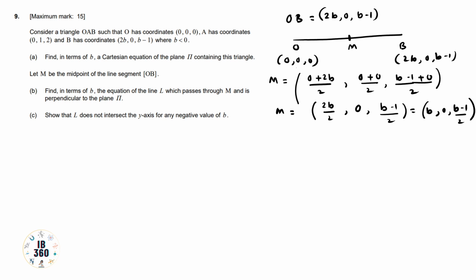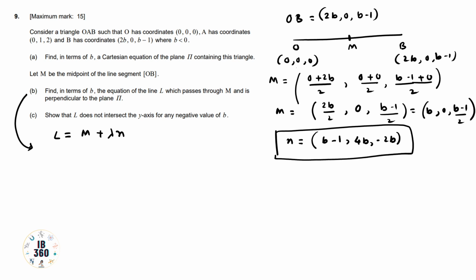This is the coordinates of the point M, the midpoint of the line OB. Now find, in terms of b, the equation of the line L which is passing through M and is perpendicular to the plane. In the previous slide you have the normal to the plane. Let the line be L, so it is M, the midpoint, plus lambda n, where n is the normal. We have already determined n: b minus 1 comma 4b comma minus 2b. Just see the slide and you will understand this fact.